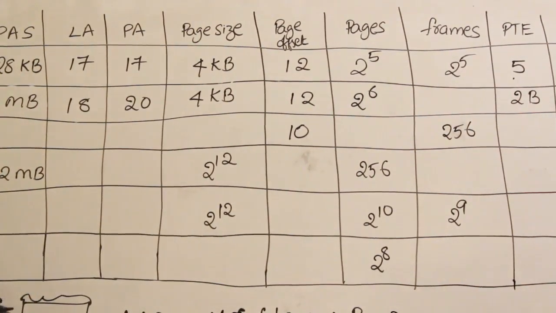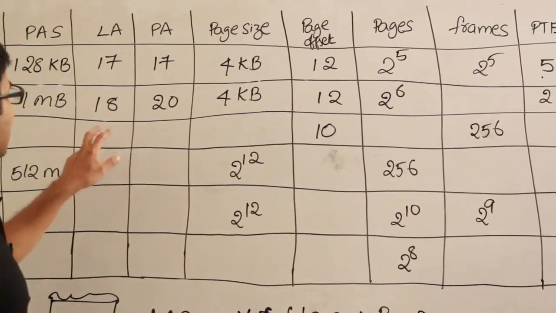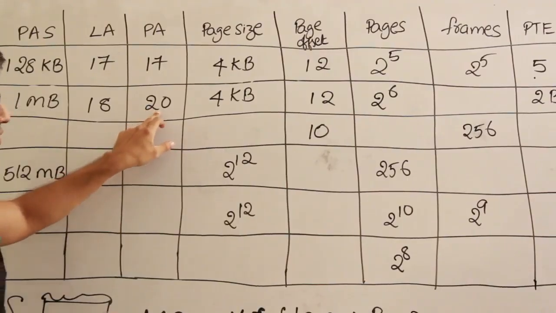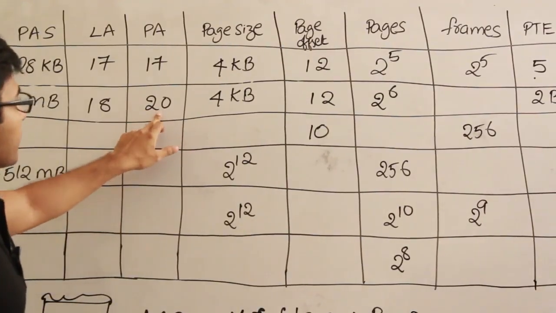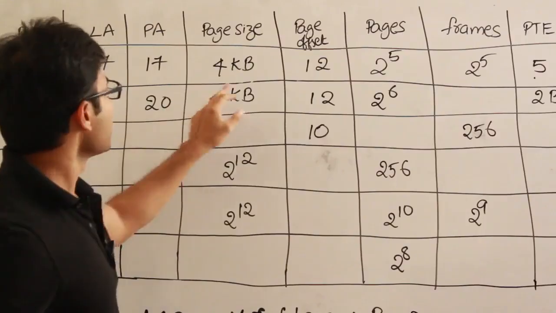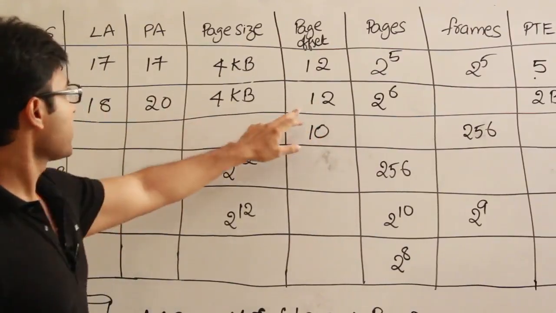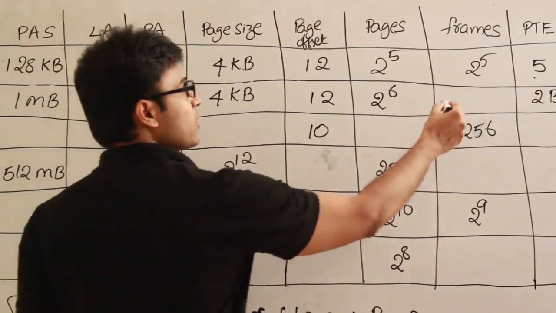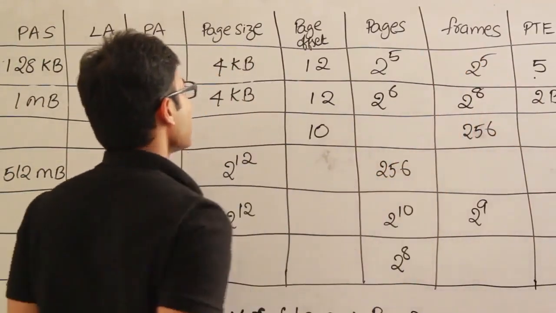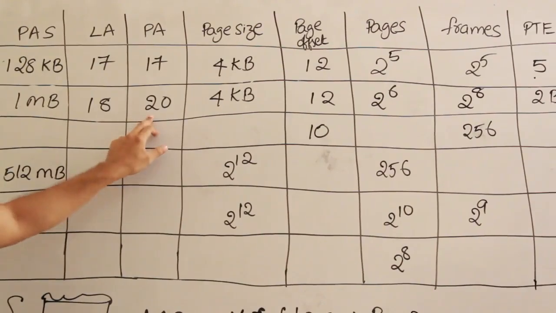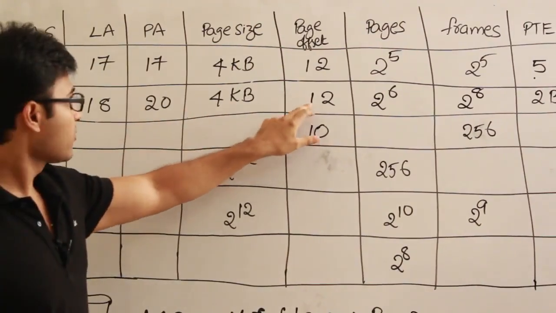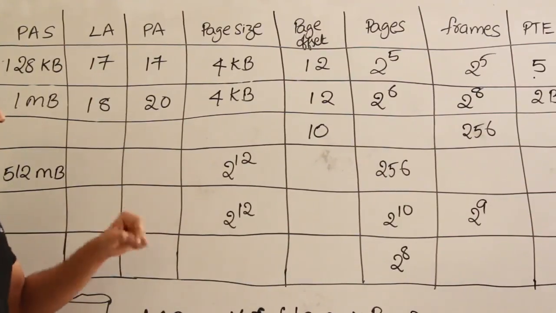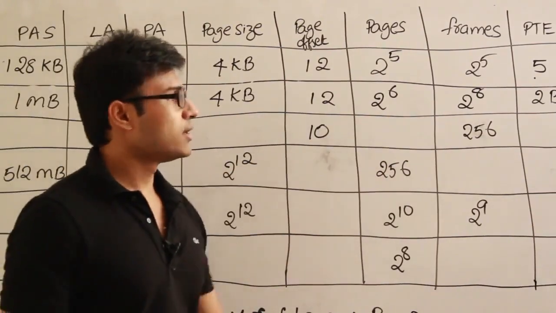And the next one is the number of frames. In order to find out the number of frames, you have to take the physical address because it is related to the main memory. From the physical address, you subtract the page offset, right? So from this you will subtract this. 20 minus 12 is 8. Therefore you get 2 power 8. 2 power 8 frames are there. Getting this? 20 is the physical address and the page offset is 12, and 20 minus 12 is 8, which means the number of bits used to represent the frames is 8. Therefore, the number of frames will be 2 power 8.